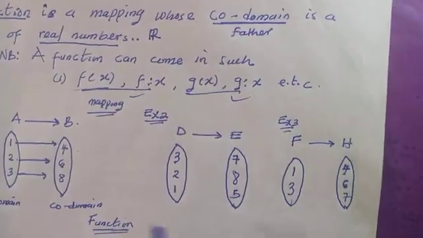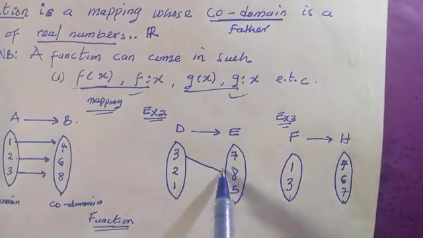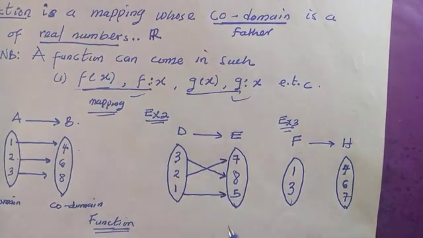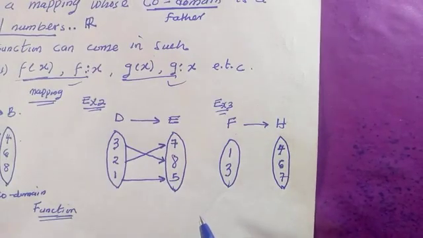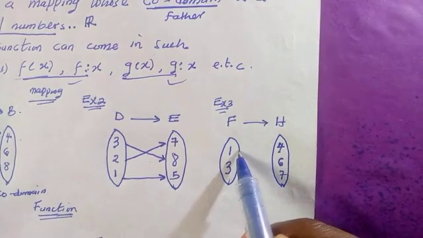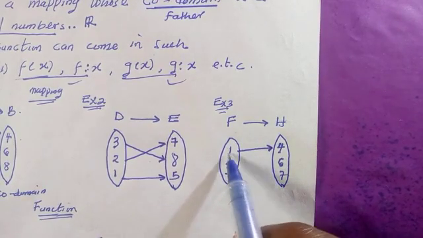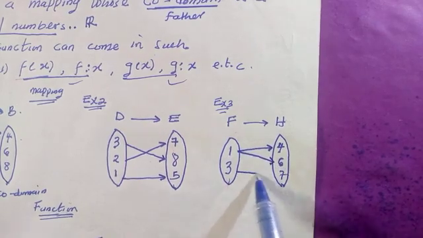We have D mapped to E, that is D is the domain and E is the codomain. So if I map 8 to 3, 3 to 8, 2 to 4, and 1 to 5, this is another example of mapping. And for this one, here is 1, 3, and 4, 6, and 8. If I map 1 to 4, I think you should be able to know where the arrow is going. The arrow starts from 1 and goes to the other side.